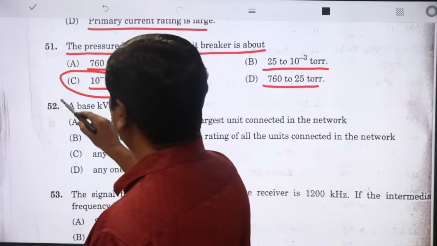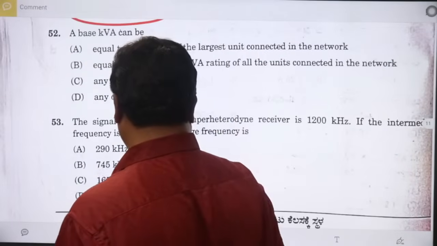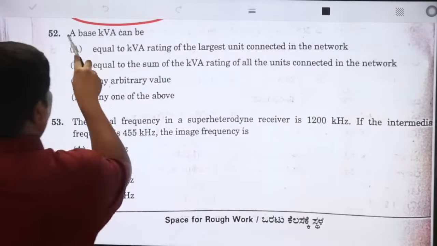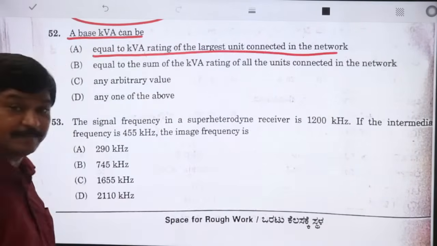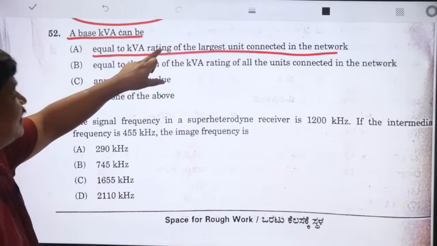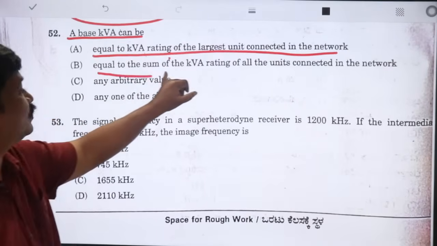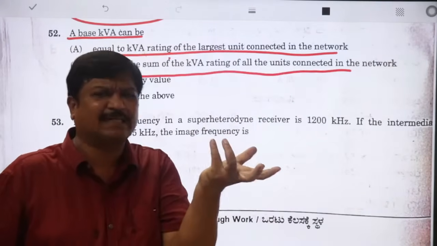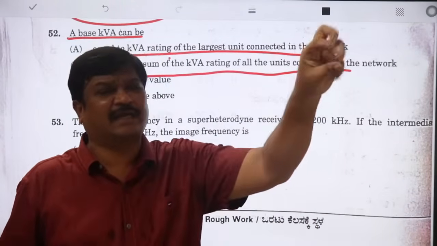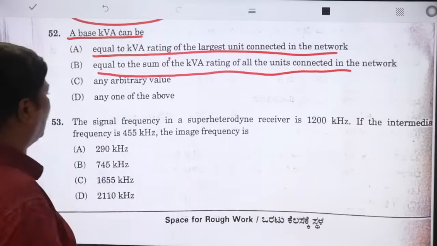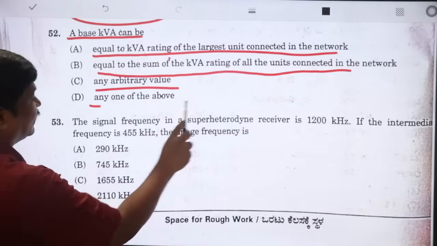Yes, now see, what is this? Next. The base KVA can be equal to the KVA rating of the largest unit. Some students may answer this, but this itself is not the right answer. Or equal to the sum of the KVA ratings of all units. That is also possible. The base can be anything, a lower value or a higher value, the sum of all of them, or any arbitrary value. Finally, the answer will not change. So the answer is any of the above.